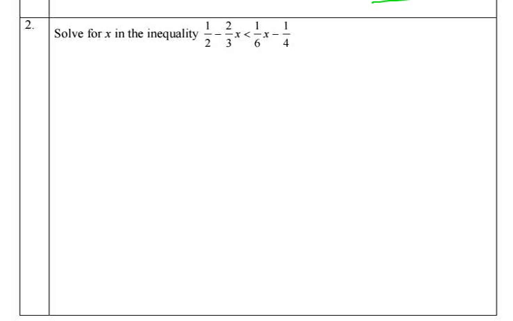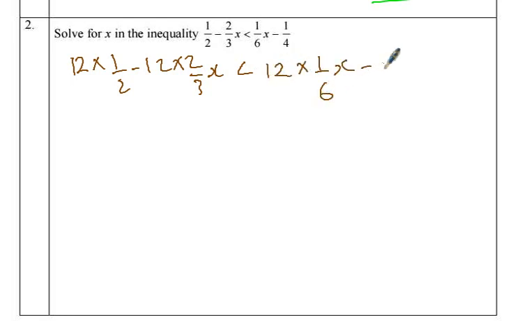Question 2, solve the inequality. A half minus 2 out of 3x is less than 1 out of 6x minus 4. So still here we shall multiply through by the LCM. It helps us to handle whole parts rather than fractions. So when I multiply by 12, let me do that. 12 times a half minus 12 times 2 out of 3x is less than 12 times 1 out of 6x minus 12 times a quarter.